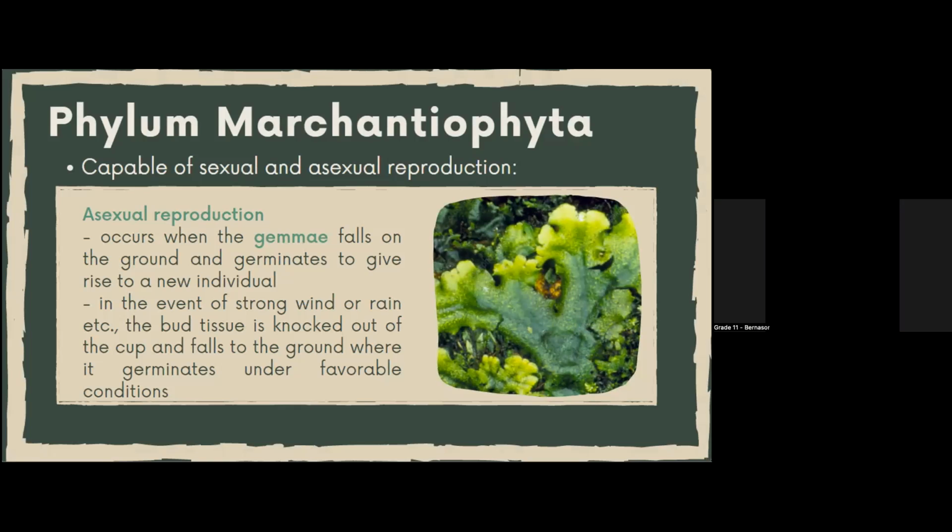Phylum Mercantiophyta is capable of sexual and asexual reproduction. Asexual reproduction occurs when the gemmae fall on the ground and germinate to give rise to a new individual. Gemmae are contained in goblet-like structures on the thallus. In the event of strong wind or rain, the bud tissue is knocked out of the cup and falls to the ground, where it germinates under favorable conditions.